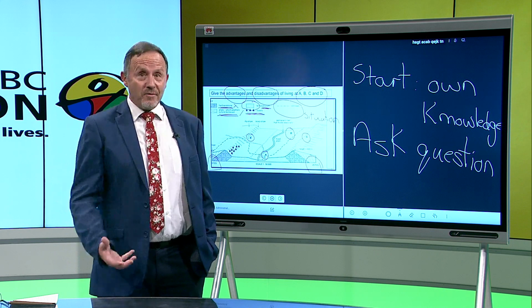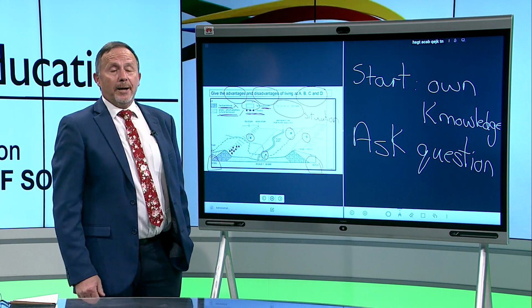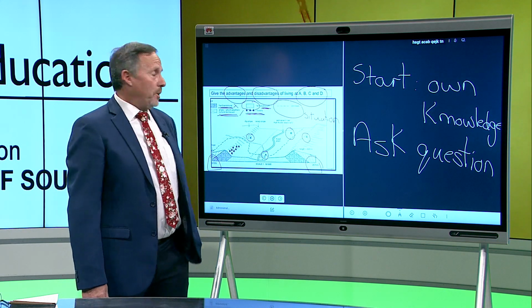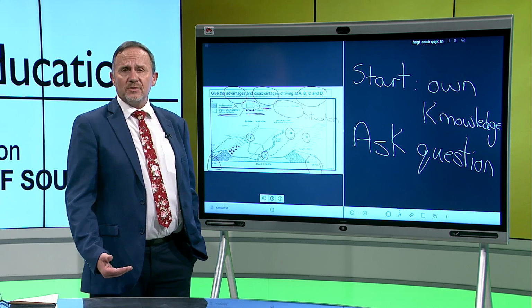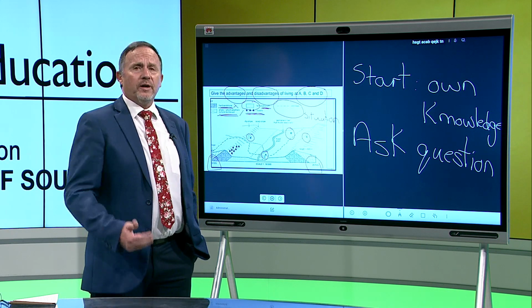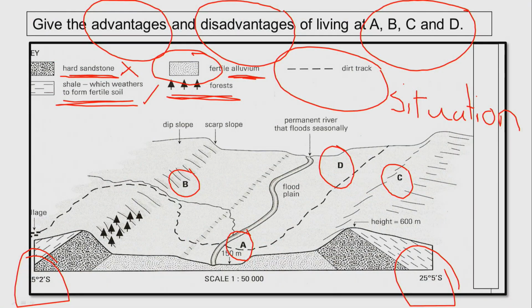But if you don't have the answer, you will then say, what do these 2 lines of latitude tell me? You will see that the one is further south, and that gives an indication of north-facing and south-facing. So the advantages and the disadvantages you would look at, I'll go through some of them with you. Place number A, is it good? I think it would be really good because there's fertile soil.